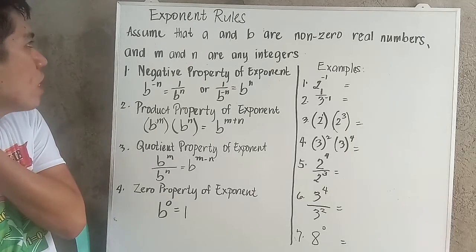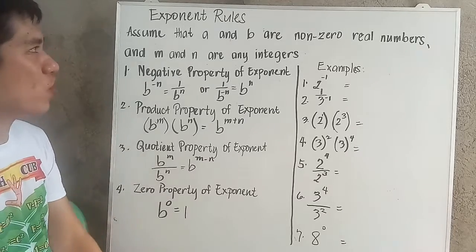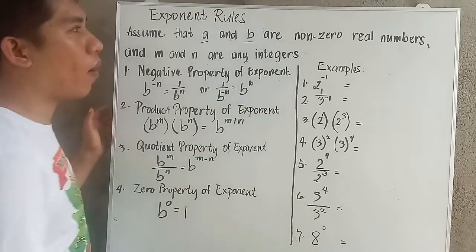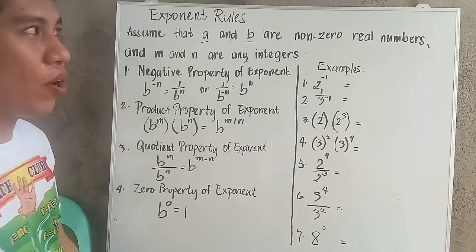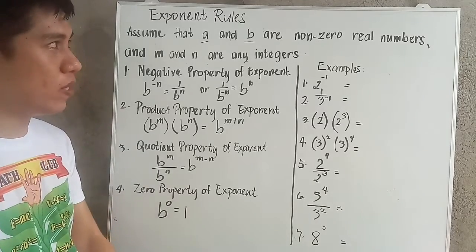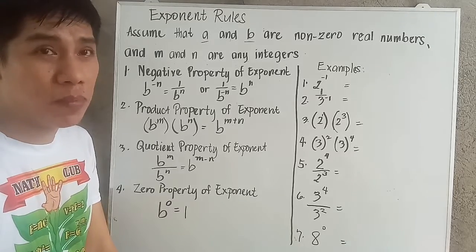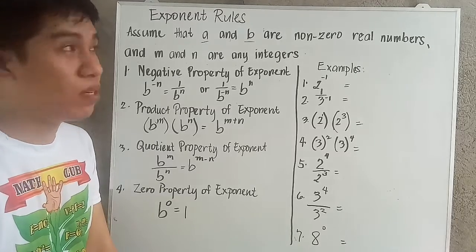The assumption here is that A and B are non-zero real numbers. If we say A and B are non-zero real numbers, meaning it could be a positive number or it could be a negative number.